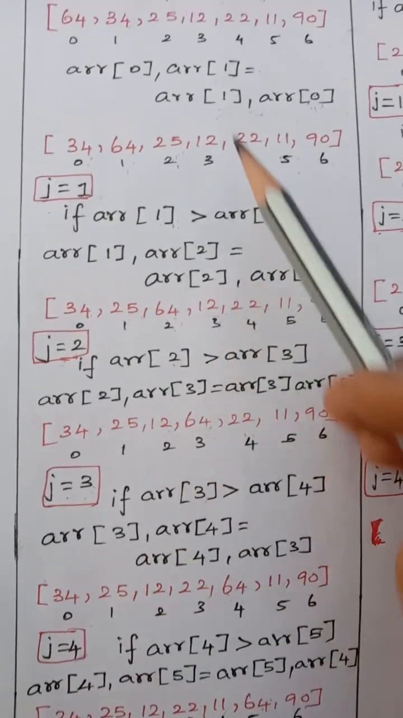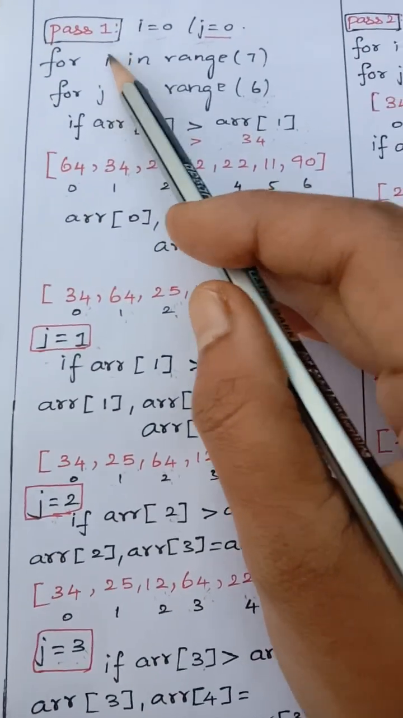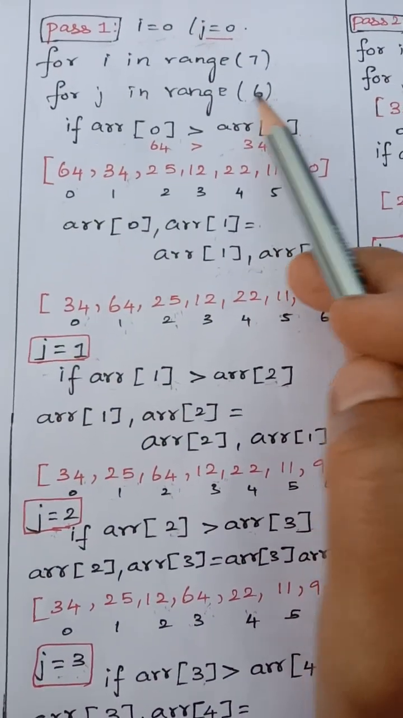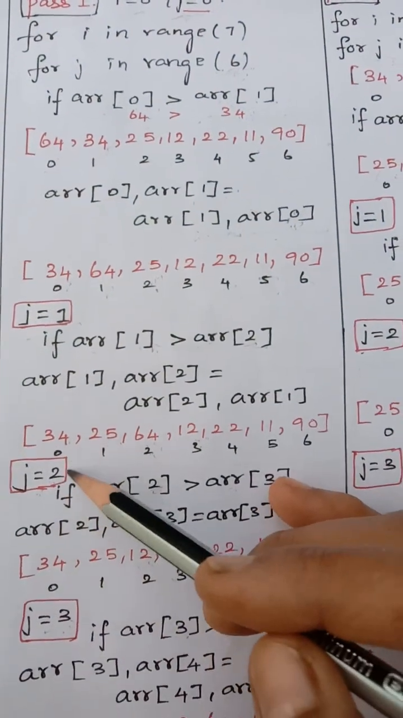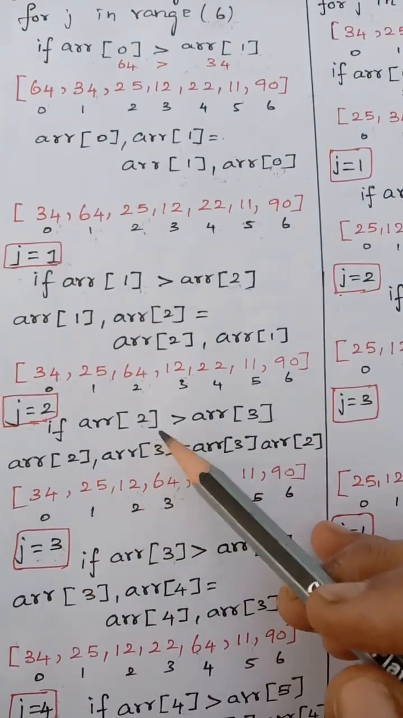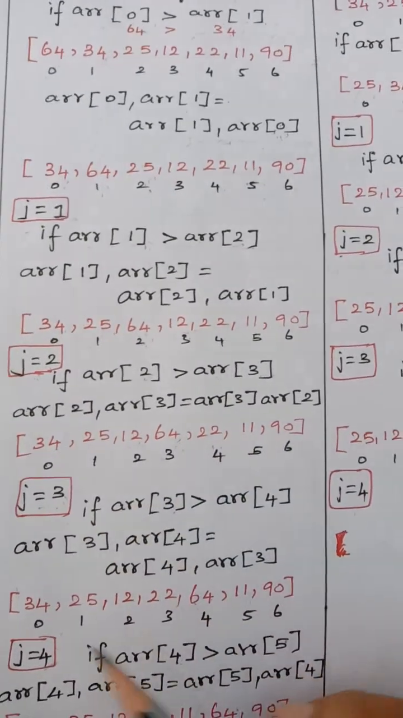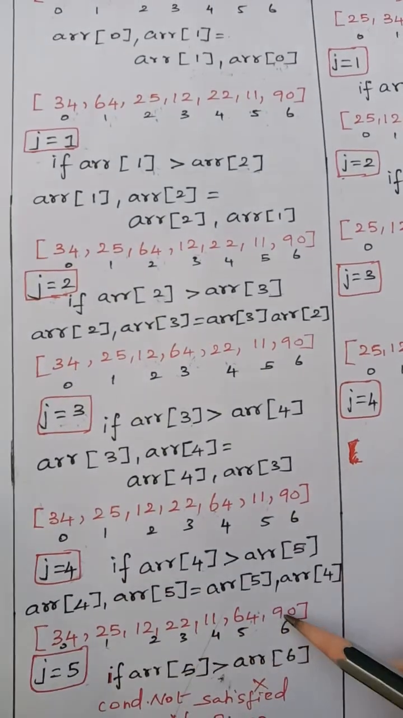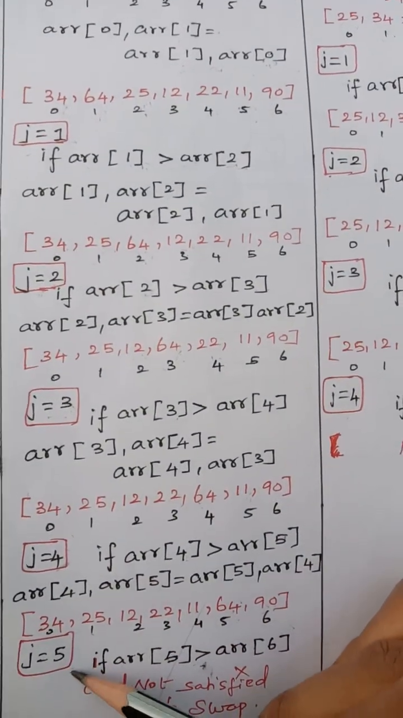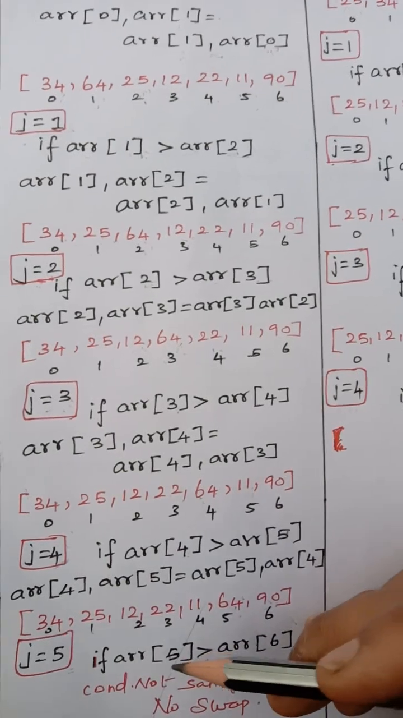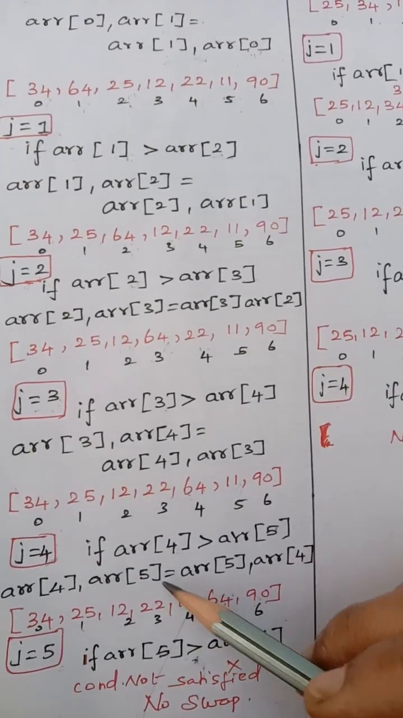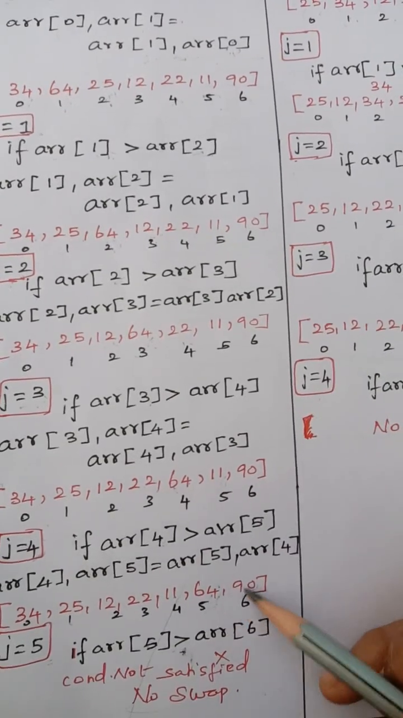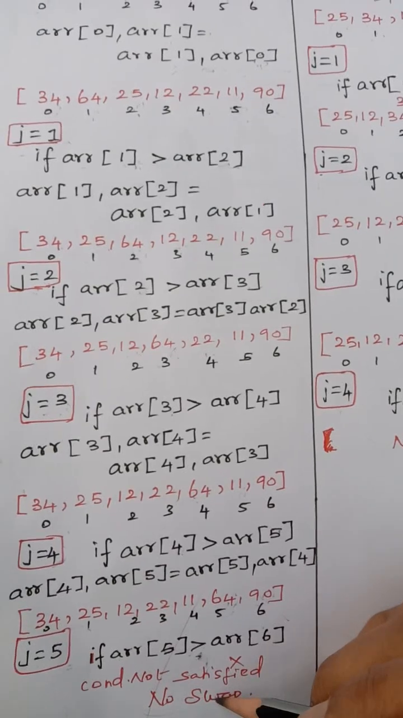Actually for this pass 1, what is the range for j? It is 6, so it runs till 5. For each j value, it checks the condition and then swapping occurs. So the final result in pass 1 is this. For j equal to 5, no swapping occurs because arr[5] greater than arr[6]: what do we have in 5? 64 greater than 90. 64 is not greater than 90, right? So no swapping occurs. Pass 1 is over.